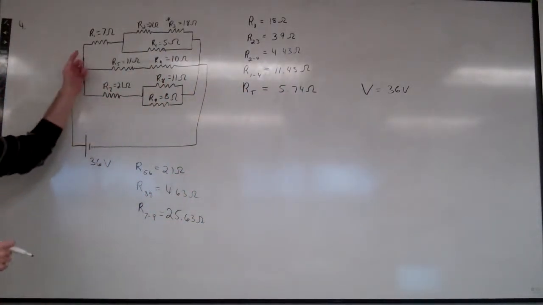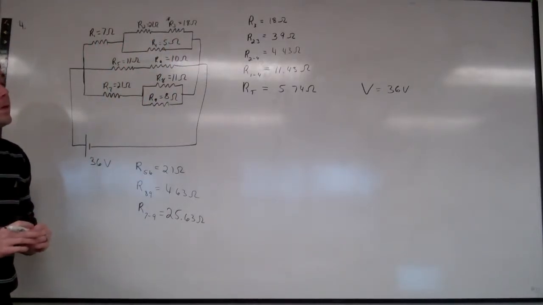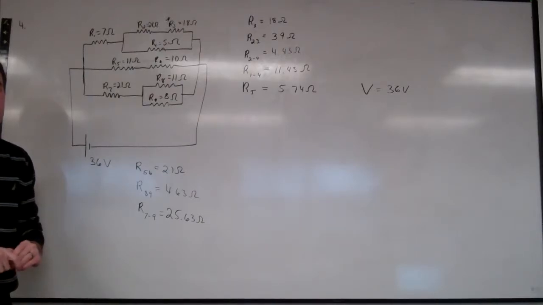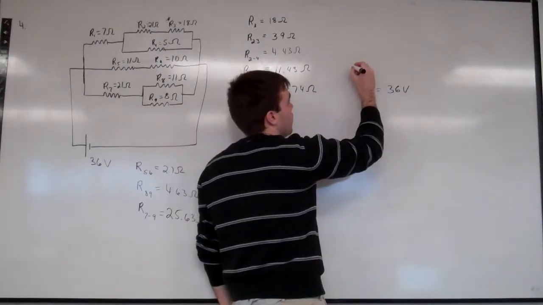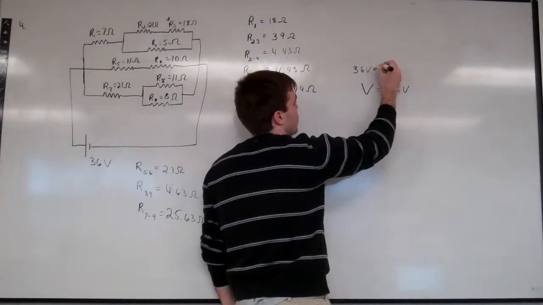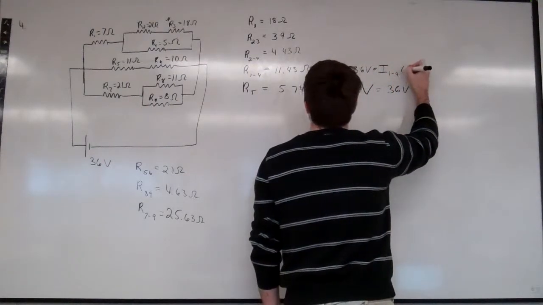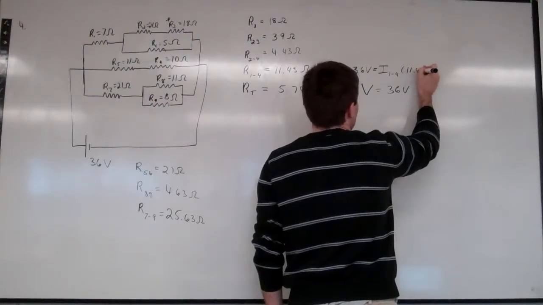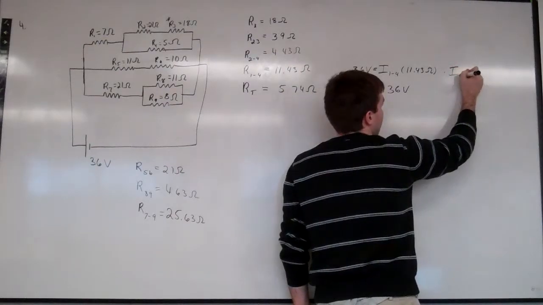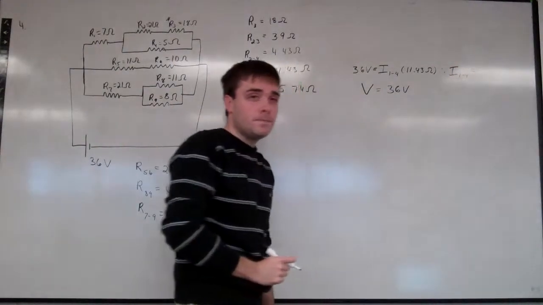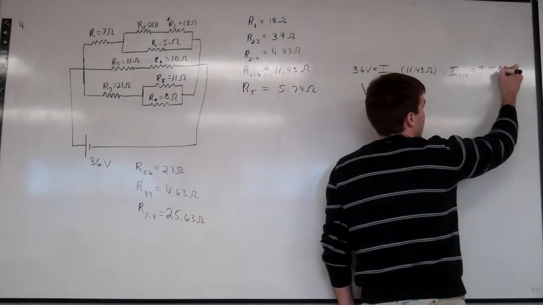Now we have the voltage across the top branch that R3 is a part of. Now we need to find the current through that. What 2 things are we going to use to find the current? Voltage and resistance of that whole branch. So it's going to be 36 volts equals the current from 1 to 4 times 11.43 ohms. And the current from 1 to 4 equals what? 3.15 amps.